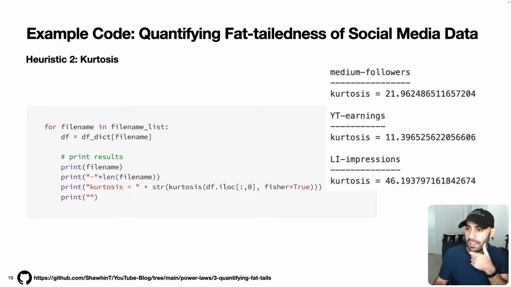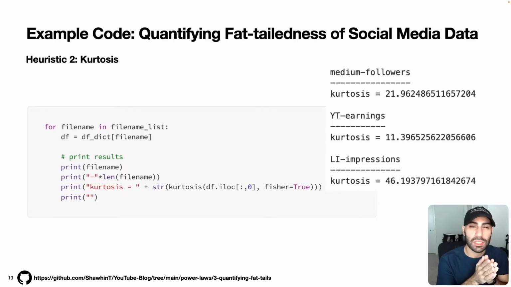The results look like this, with medium followers having a kurtosis of about 21, YouTube earnings 11, and then LinkedIn impressions 46. This is telling us a different story because the larger the kurtosis implies the fatter the tails. So this is saying that LinkedIn actually has the fattest tail, followed by medium followers and YouTube earnings.